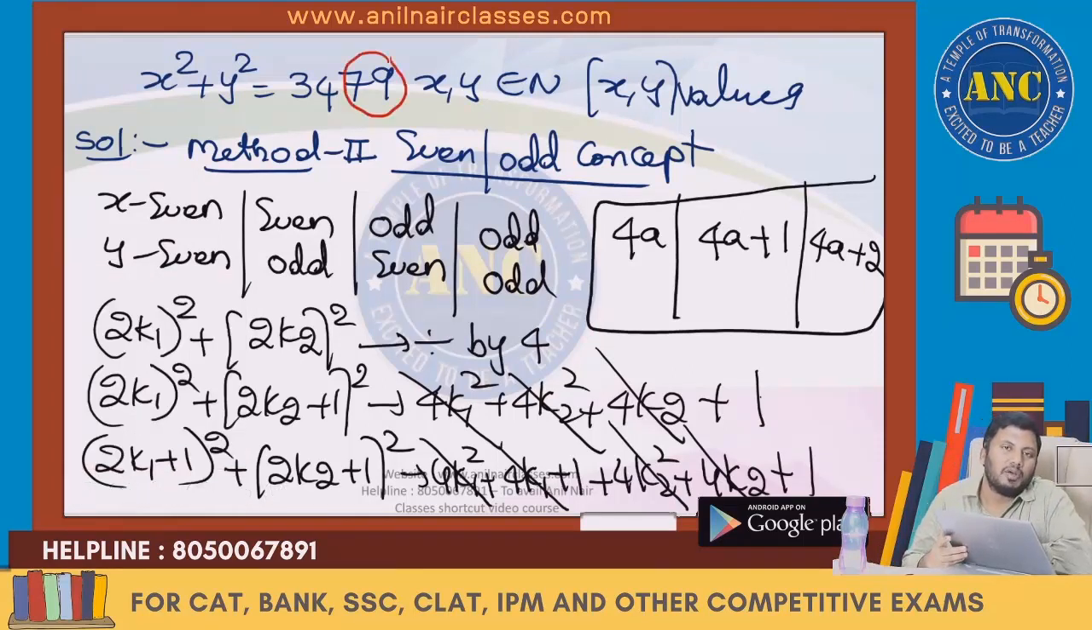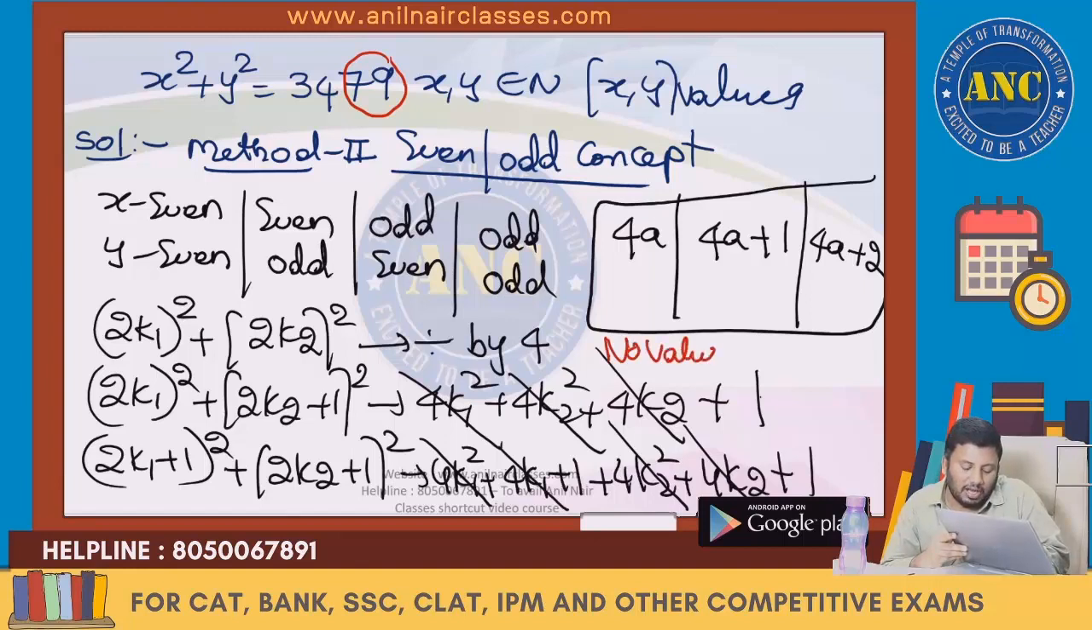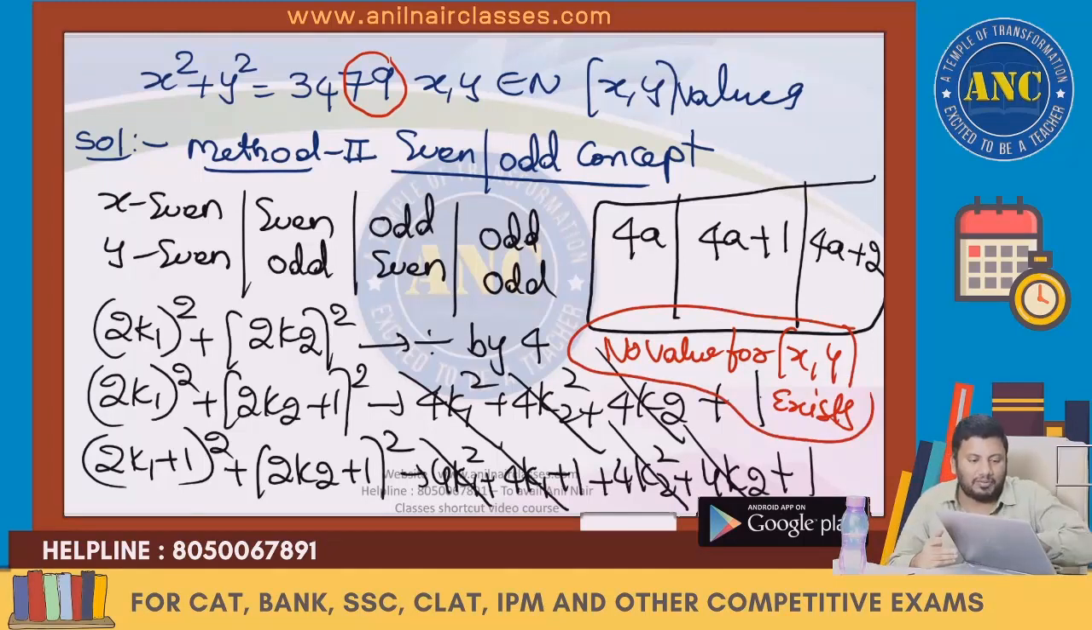Now see here, it is 3479. 3479 is 4 into 869 plus 3. The form 4 into something plus 3 does not arise. So the answer is no value for x comma y exists. I hope the idea is clear. No value for x comma y exists.